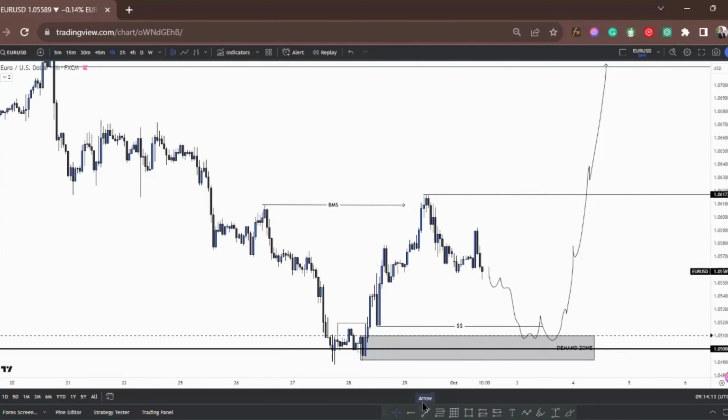So what I'm anticipating today, or probably the first days of the week, is that as DXY is pushing up a little bit, I would love to see Euro USD also pushing down.